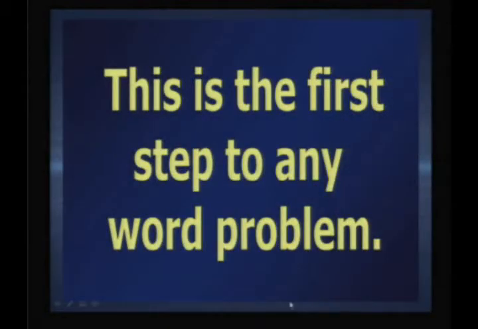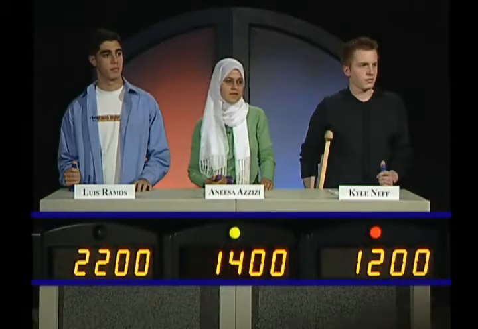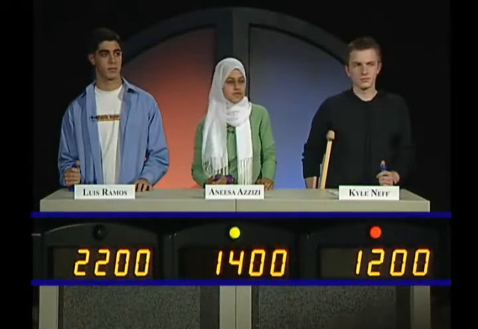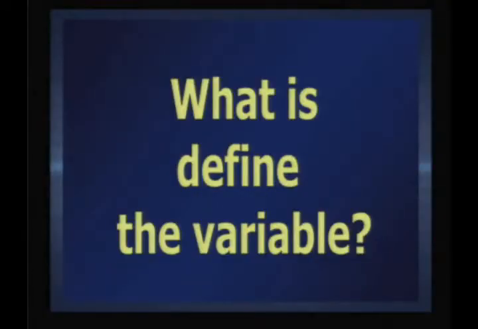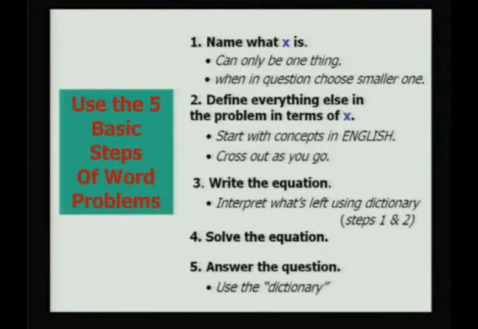The first step to any word problem: define the variable. Correct. If you don't know what you're looking for, you can't do anything. Always go through these steps. Always name what x is. And remember, it can only be one thing. If they want to know Susie's and Jim's age, typically let it equal the smaller one.